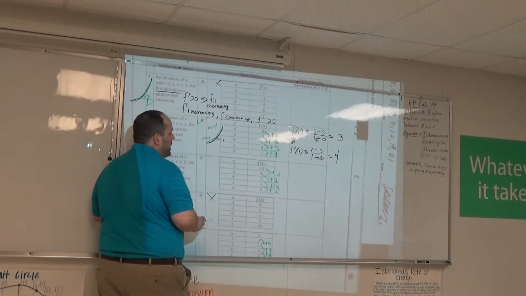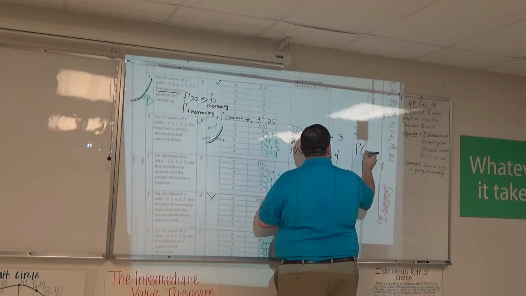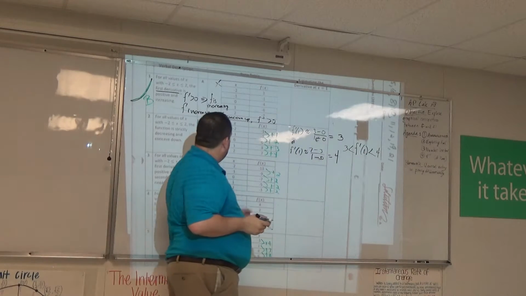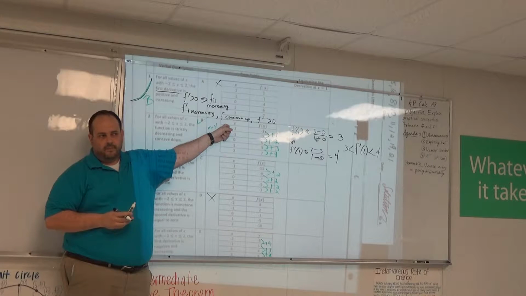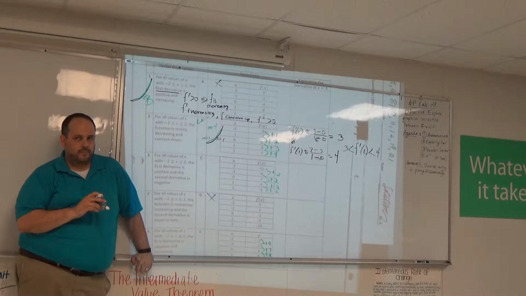3 and 4. So what I can say with confidence is that f prime of 1 has to be less than 4, but greater than 3, because my graph has to be increasing and concave up. What questions are out there? Everybody's okay?